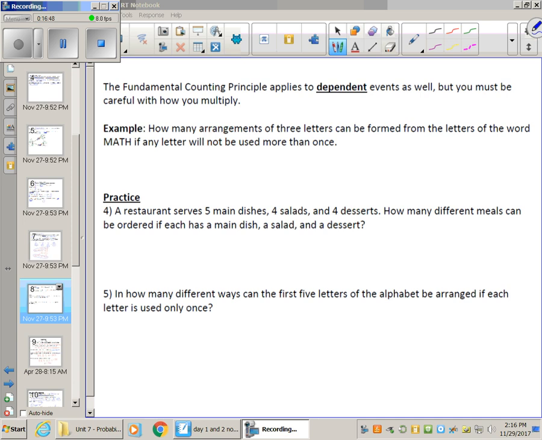All right, guys, last slide. The fundamental counting principle also applies to dependent events as well, but you must be careful with how you multiply. Let's talk about what I mean.